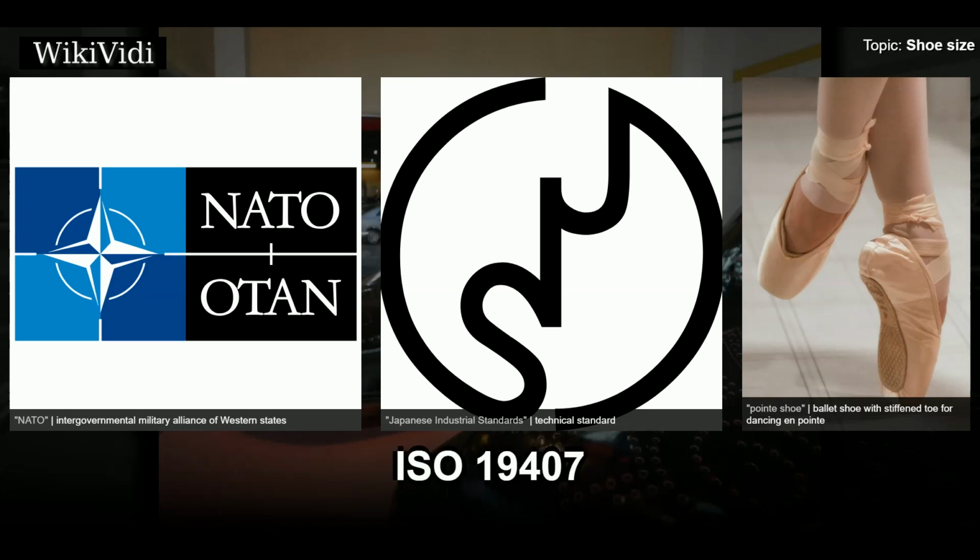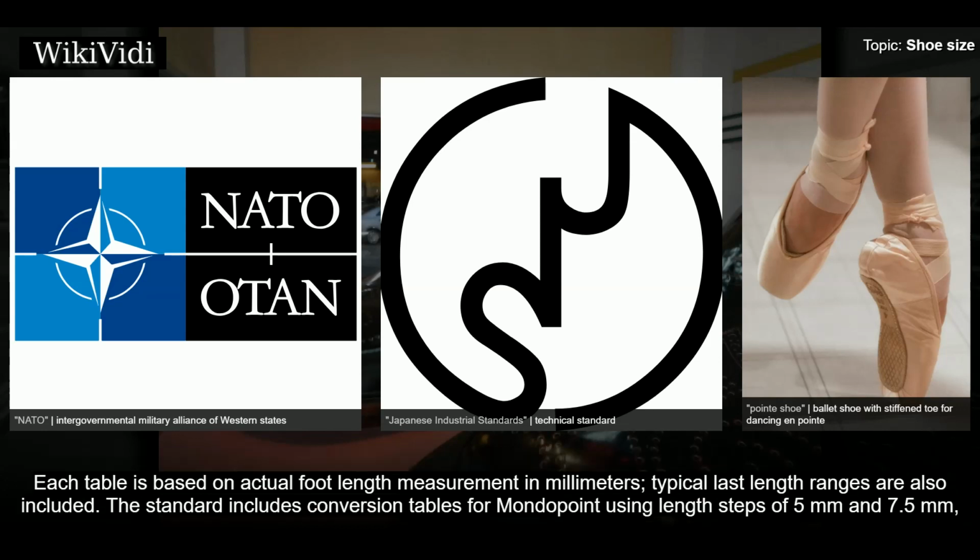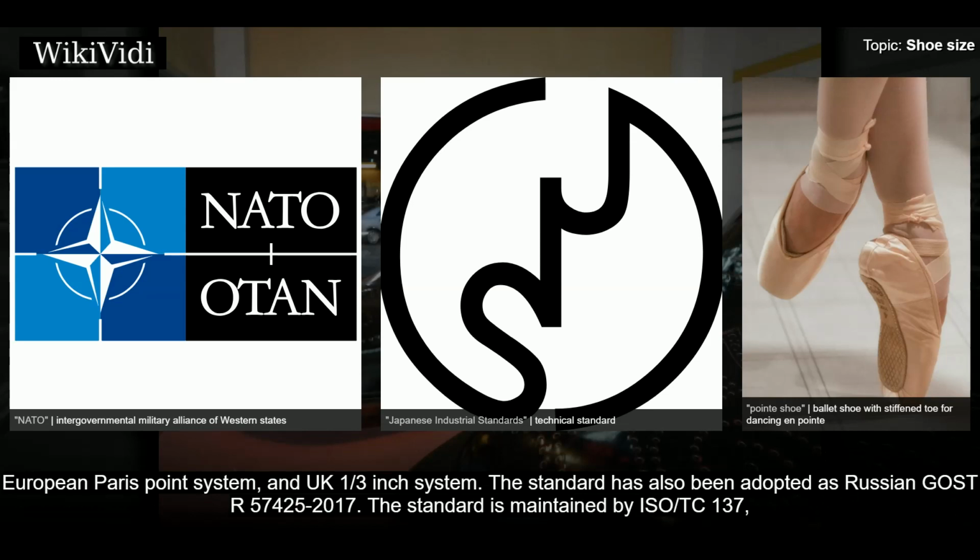ISO 19407. ISO/TS 19407 to 2015, Footwear Sizing Conversion of Sizing Systems, is a technical specification from the International Organization for Standardization. It contains 3 conversion tables which feature major shoe sizing systems. Each table is based on actual foot length measurement in millimeters. Typical last length ranges are also included. The standard includes conversion tables for Mondopoint using length steps of 5 mm and 7.5 mm, European Paris point system, and UK 1/3 inch system.